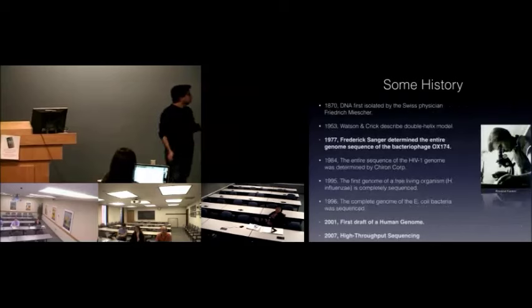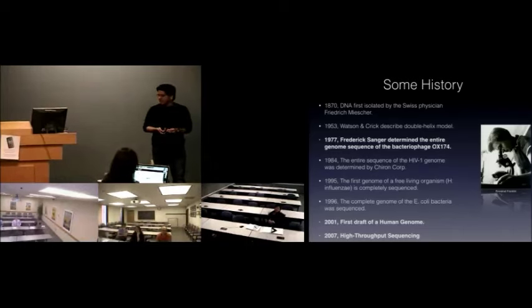So, some history. These are some of the landmark years in sequencing. You have 1977 with Sanger sequencing, then in 2001 the first draft of the human genome was published, and then in 2007 you start getting these next generation technologies. You start getting this high-throughput sequencing. Some of the first data sets contained a couple of million reads, and now we're getting billions of them.